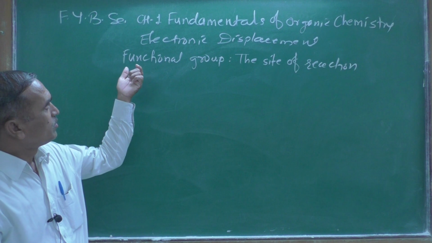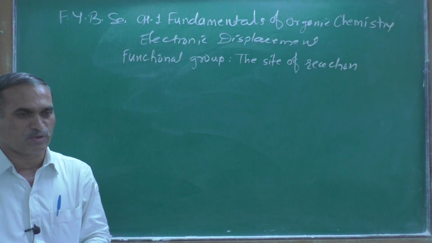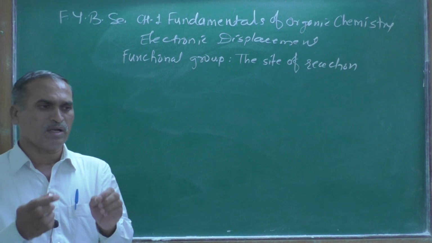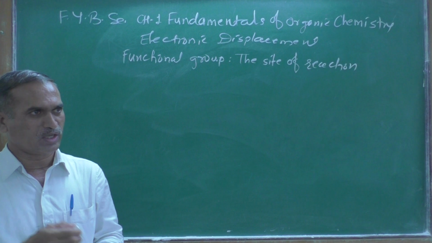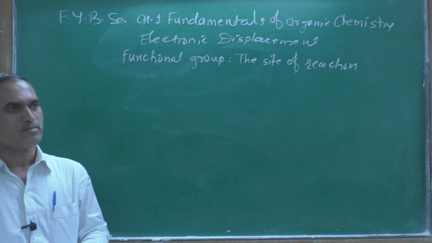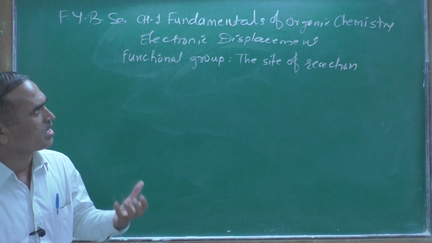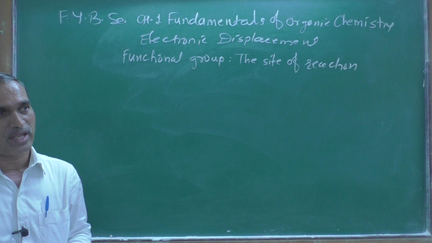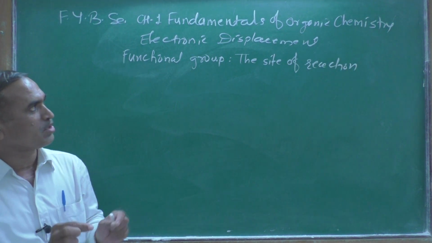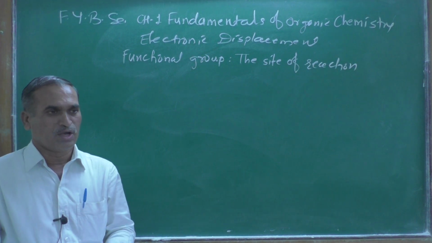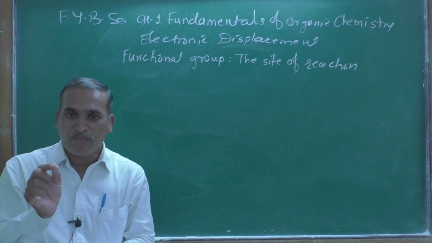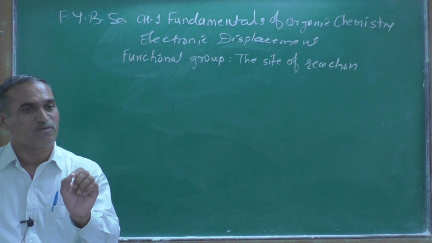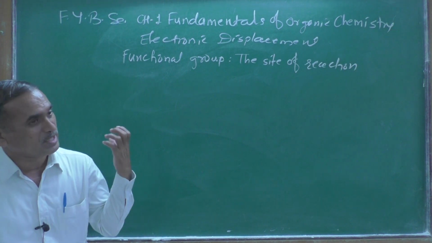So, first of all, functional group. What do you mean by the functional group? Organic compounds contain many functional groups, like the alcoholic group, aldehyde group, phenolic group, carbonyl group, amine groups, and halide group. These are the functional groups. In short, we can call it the site of reaction. Site of reaction means what? Whenever any organic molecule reacts, the part of the molecule that actually undergoes the chemical change is the functional group. So that is the definition of the functional group.